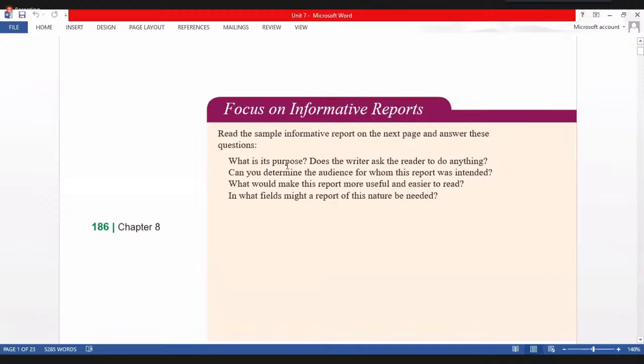What is its purpose? Does the writer ask the reader to do anything? Can you determine the audience for whom this report was intended? What would make this report more useful and easier to read? In what field might a report of this nature be needed? While reading the sample, you can ask these questions to yourself so that you can have better understanding of informative report, isn't it?